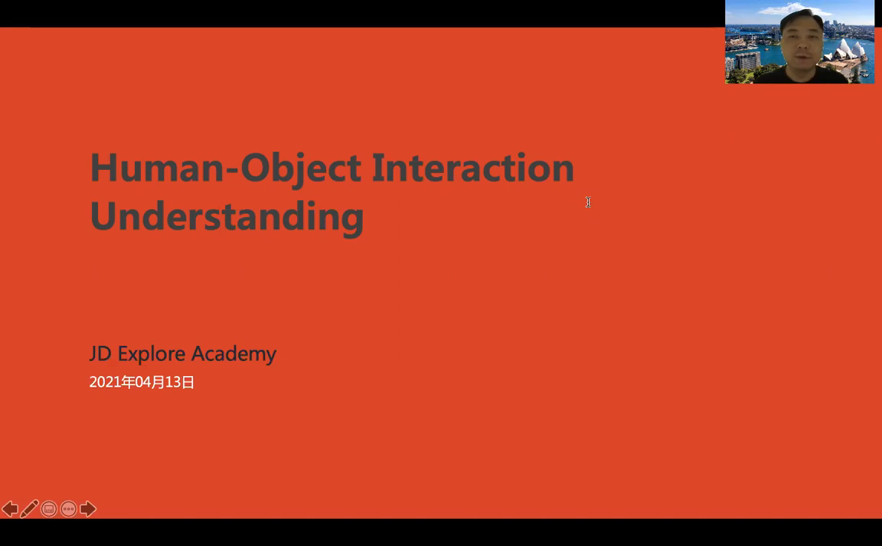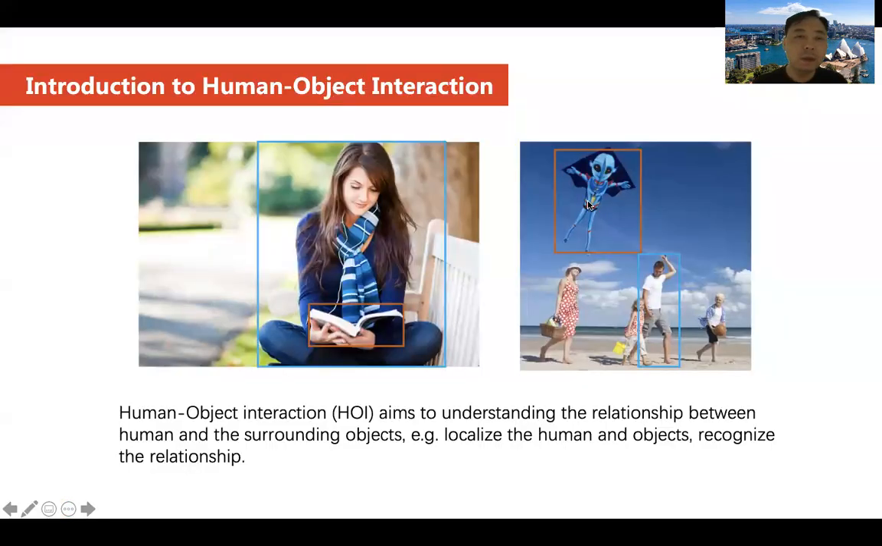Today, I'm going to introduce you to something about human-object interaction understanding. Human-object interaction requires understanding the relationship between human and object. This means we need to answer the following questions. What's the relationship between a particular person and the surrounding objects in the present we are seeing? Where are the human and objects, and how is the person interacting with these objects?